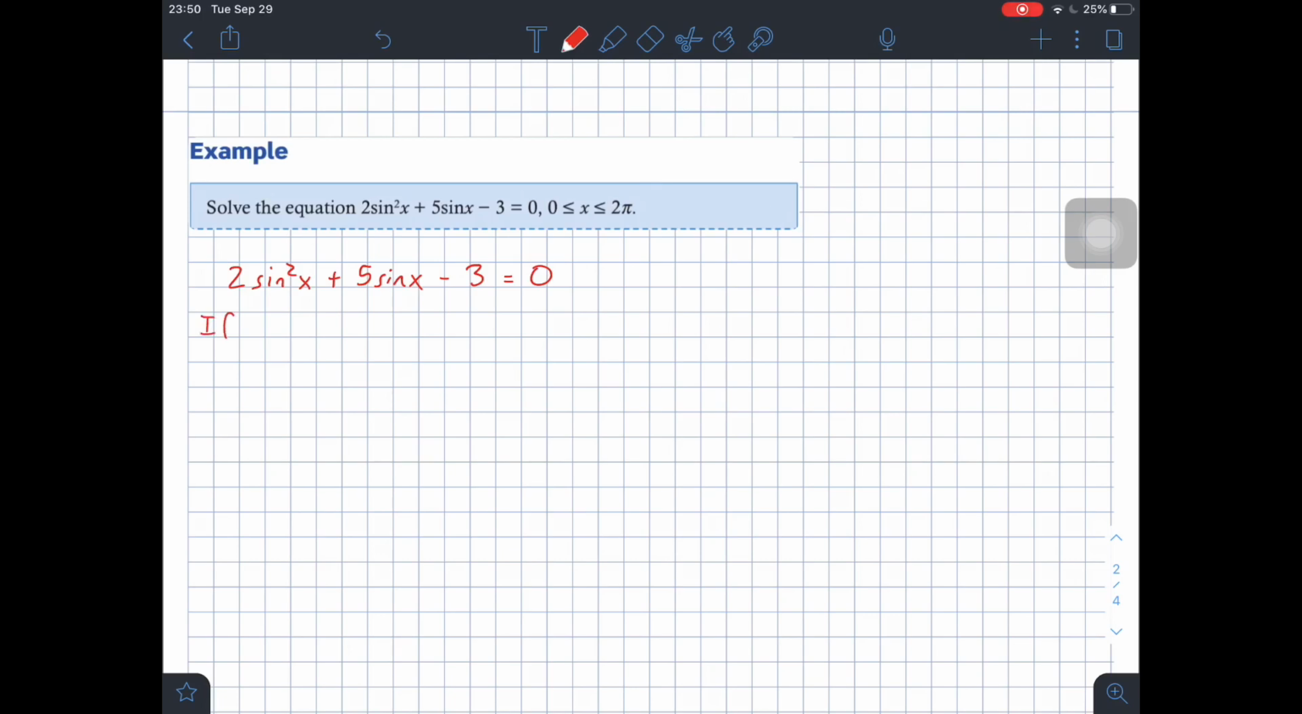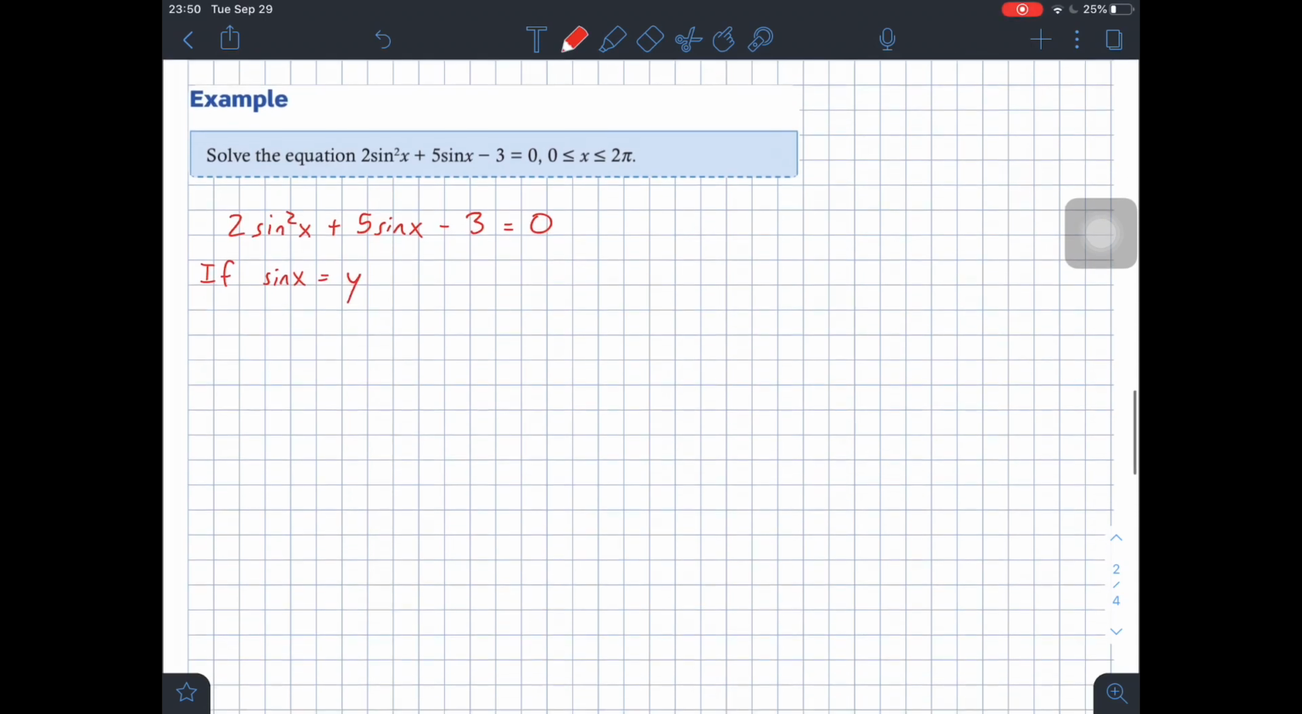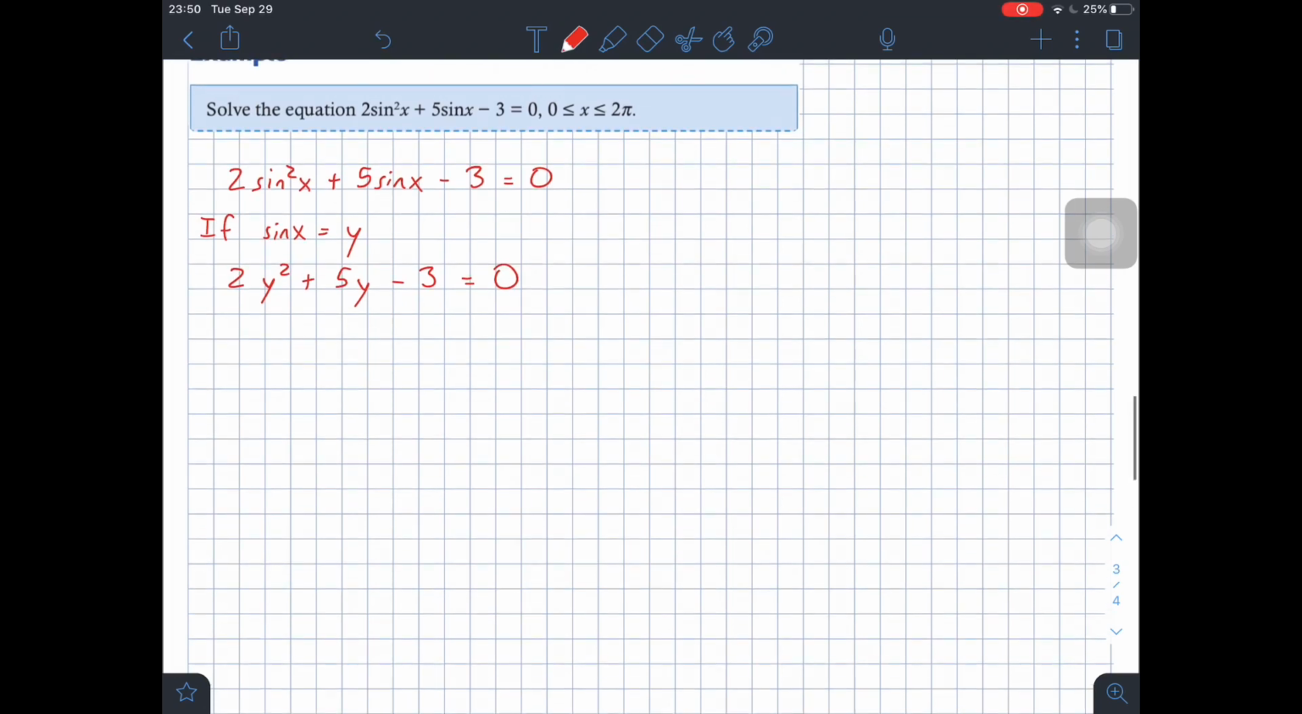I'm going to say that sine of x is equal to y, for example. If we rewrite this expression, this would be 2 times y squared plus 5 times y minus 3, and this is equal to 0. And this is a factoring case, right? This is case 6. So if we solve this using case 6, we're going to try not to use a calculator.